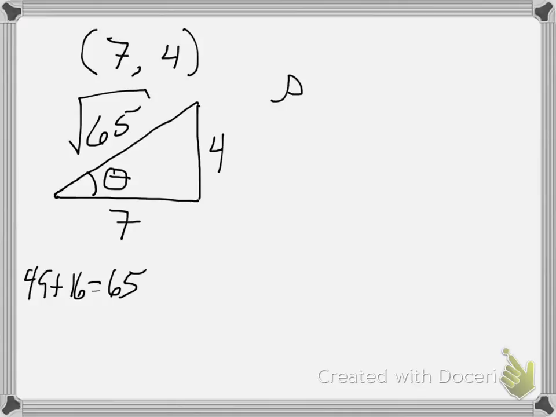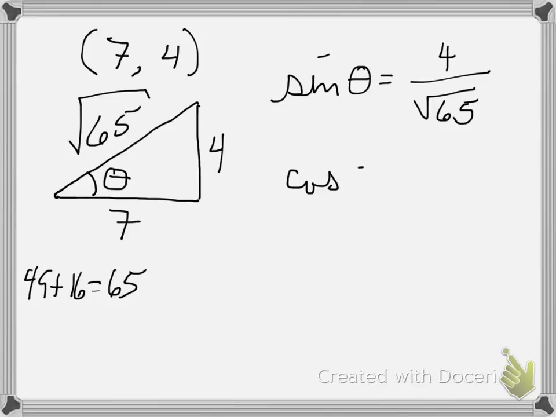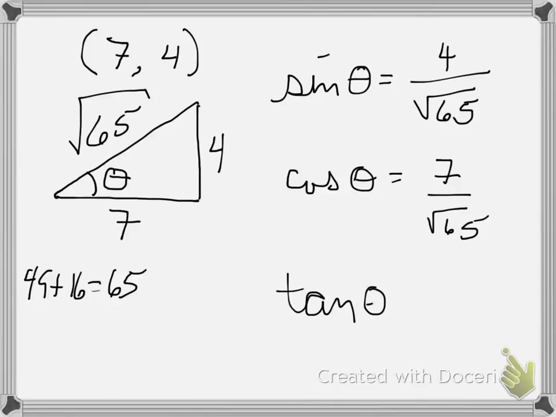So, the sine is 4 over the square root of 65. The cosine is 7 over the square root of 65. And the tangent is 4 over 7. Okay? So that is that. No problems there, right? Well, let's take a look.